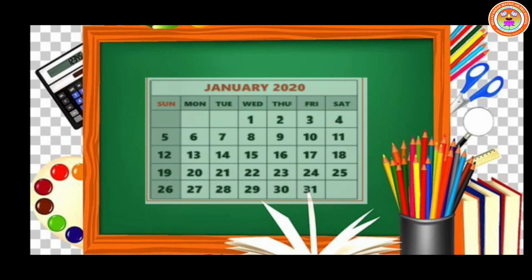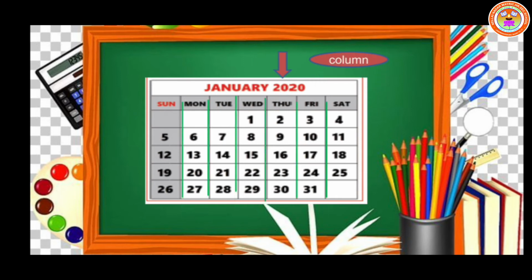Now we are going to find out the pattern. I am just taking the month of January 2020. Students, in a calendar, you must know the rows and columns. This green color line represents the columns. The rows I have represented in a red color line.